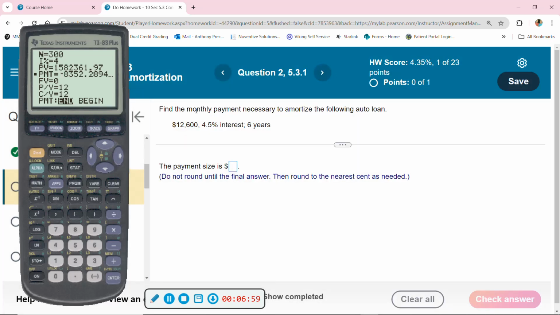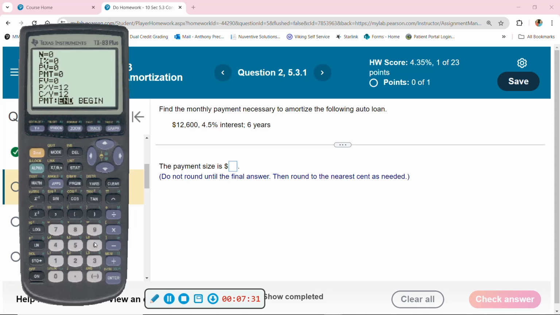And this is how to find monthly payments. It's how you do a car loan or a house loan. It says find the monthly payment. Hold on, let me clear off some of these numbers from the calculator. So it's a car payment, a car loan. $12,600 car loan. It's for 6 years monthly. The interest rate is 4.5%.